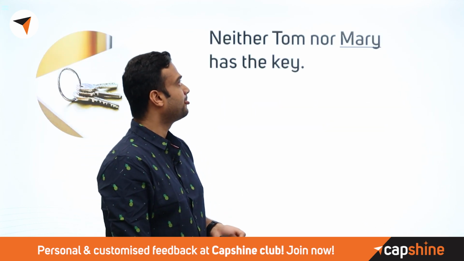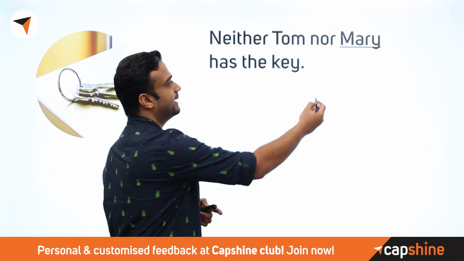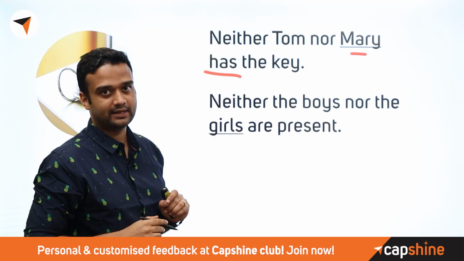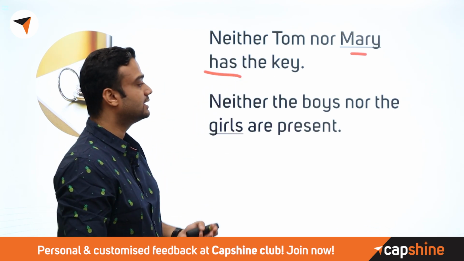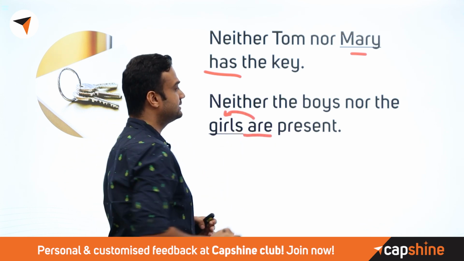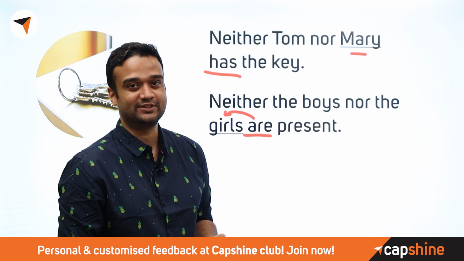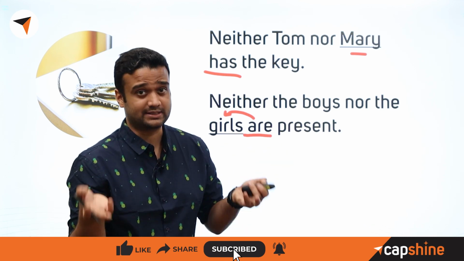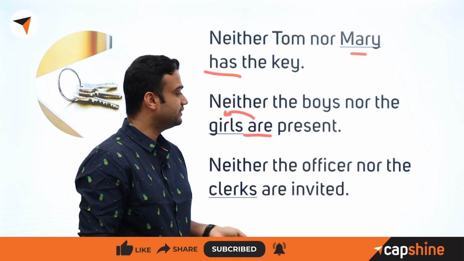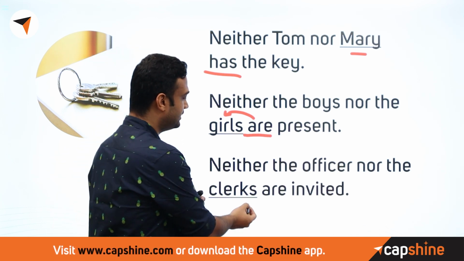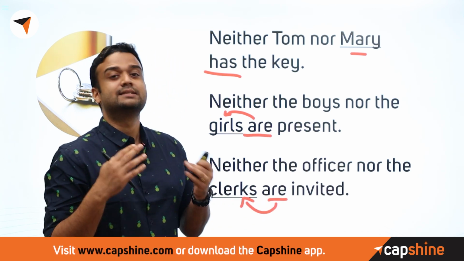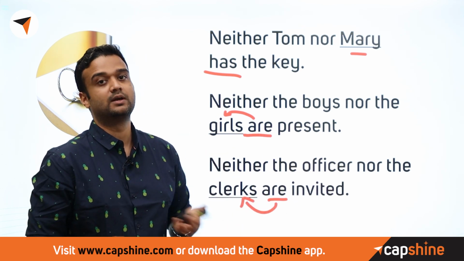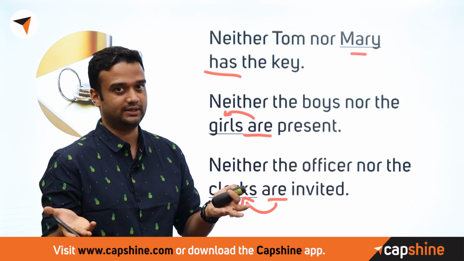Let's look at some examples. Neither Tom nor Mary has the key. Again, Mary is singular, so therefore I use singular verb, which means neither of them have the key, right? Neither the boys nor the girls are present. So again, are depends on the girls, the last item or the closest item to the verb, therefore it's plural. Again, here what you're trying to say is none of them were present, not the boys, not the girls. Neither the officer nor the clerks are invited. So again, clerks is plural, therefore I would use that, right? Suggesting that the officer or his clerks, neither of them were present or invited for the event, right?